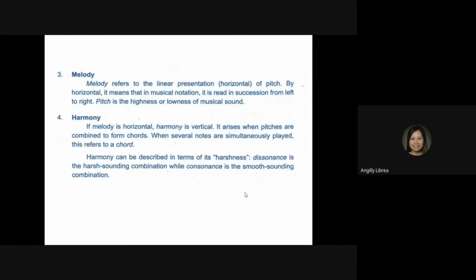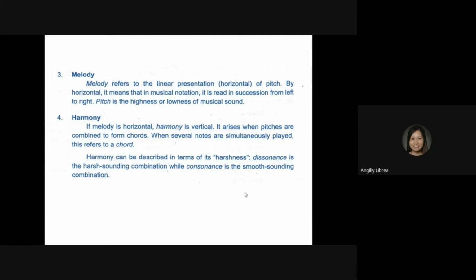Next, guys, is melody. So, you know what melody is, of course. We all know what this is. Melody refers to the linear presentation, horizontal, of sound. By horizontal, it means that in musical notation, it is read in succession from left to right. Okay, pitch is the highness and lowness of musical sound.